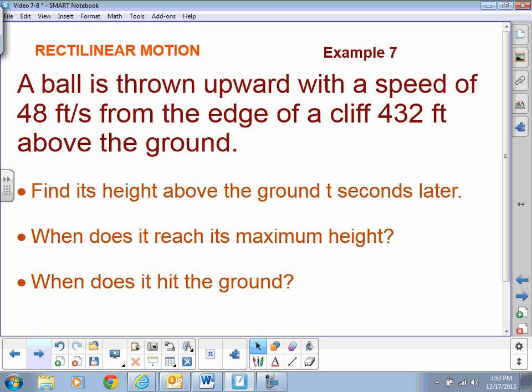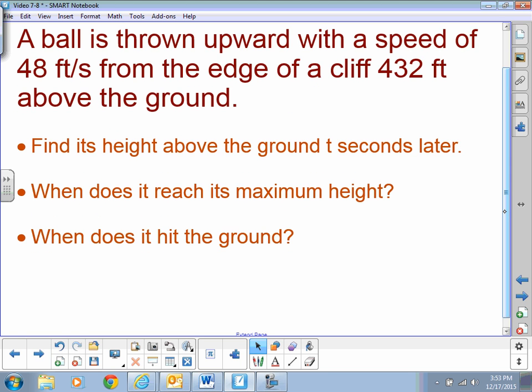The problem we're going to look at right now, though, is going to deal with feet per second. So we'll have to use that negative 32 for our acceleration constant for gravity. We're going to do three things. We're going to find our position function. We're going to use that to find the maximum height, and then we'll also find when it hits the ground.